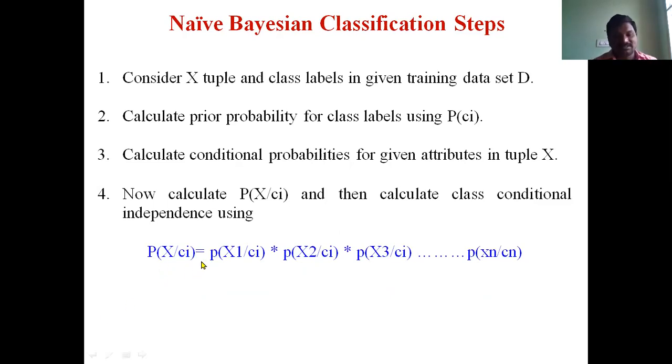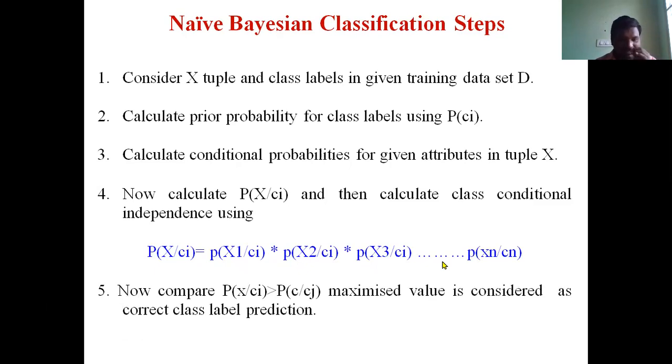P(X|Ci) equals P(x1|Ci) times P(x2|Ci) times P(x3|Ci). This is the formula. In this case, you are only taking the C1 and C2 values. Now compare P(X|Ci) times P(Ci) against P(X|Cj) times P(Cj). The maximized value is considered the correct class label prediction. That is naive Bayesian classification.